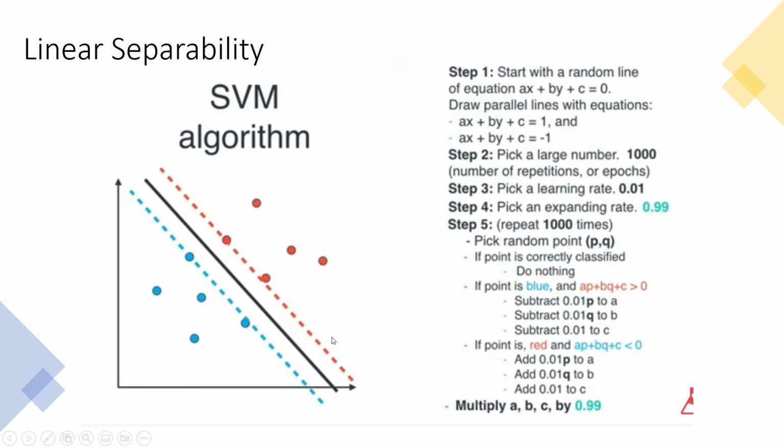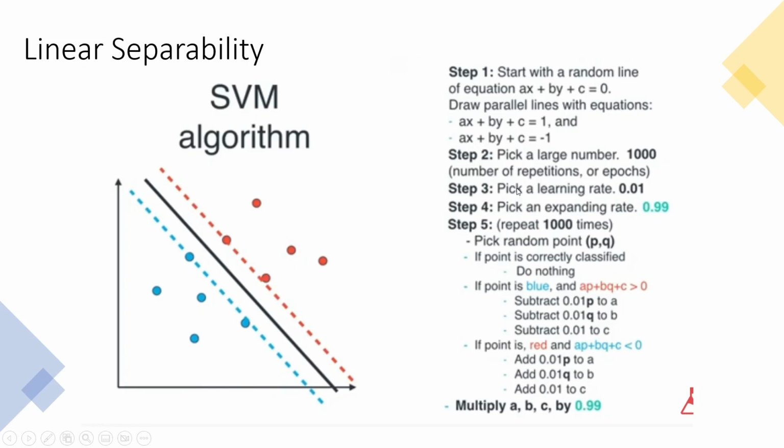in a linear way. Okay, so we start with a random line with an equation ax plus by plus c is equal to 0. Okay, and we draw lines with equations 1 and minus 1. These are basically the gutters. Then we pick a large number, such as 1000. That's going to be the number of repetitions, what we have seen in the last lecture. These repetitions are called epochs. And we pick a learning rate.